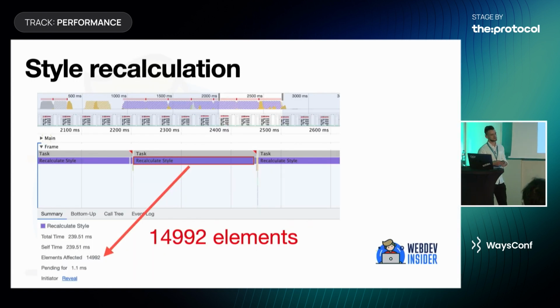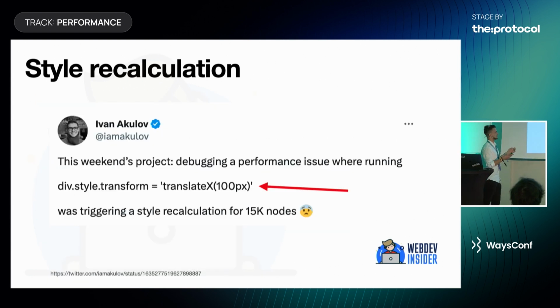Here's an example I took from Twitter. Basically, just one change affected 15K elements. Why? Here's the answer. That guy tried to, through the JavaScript API, update the transform CSS property to a value like translate X. And the question is, why? Why were 15K elements affected?